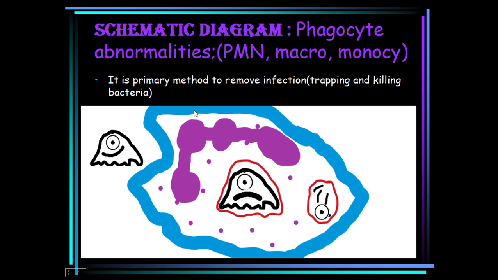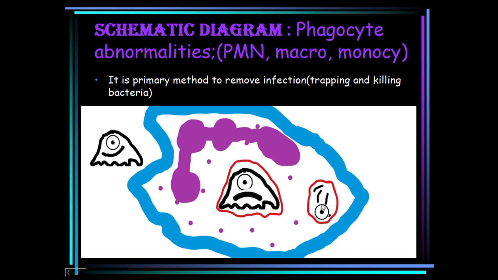And this is a schematic diagram that I have drawn to clear the concept in your mind. So this is an immune cell, this is a phagocyte. And how does it get rid of bacteria? By engulfing the bacteria by forming a phagolysosome. And in this phagolysosome, the bacteria is destroyed. And this is the primary method to remove infection. This is by trapping and killing the bacteria.